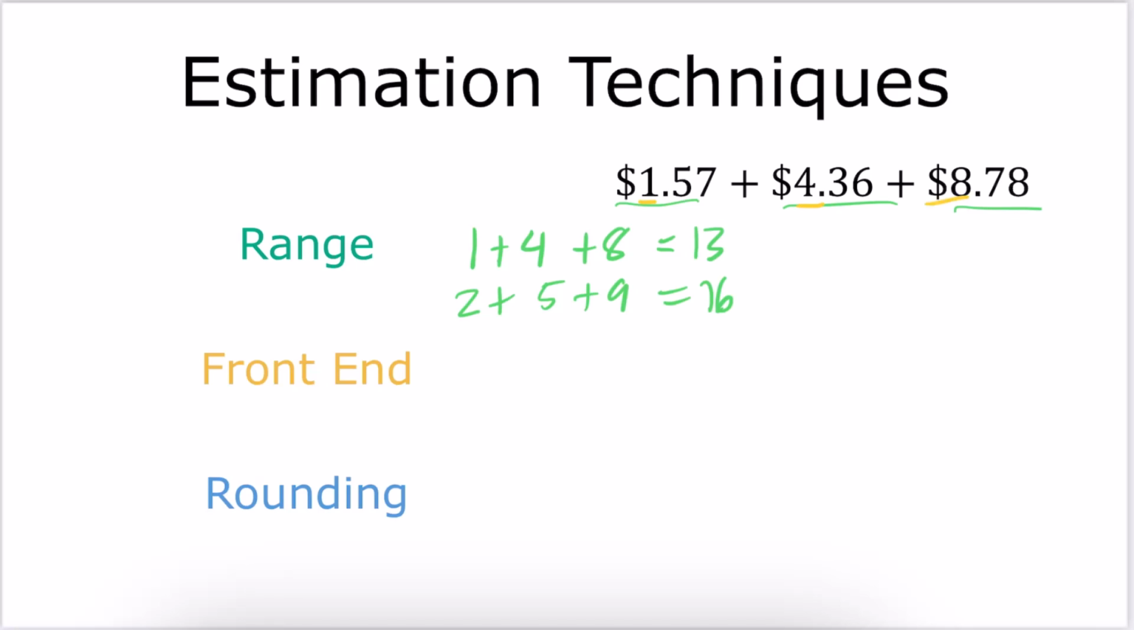The front end estimation is when you just look at the first place value. So in this case, it's basically the same as the bottom part of the range. So you do 1 plus 4 plus 8 equals 13.